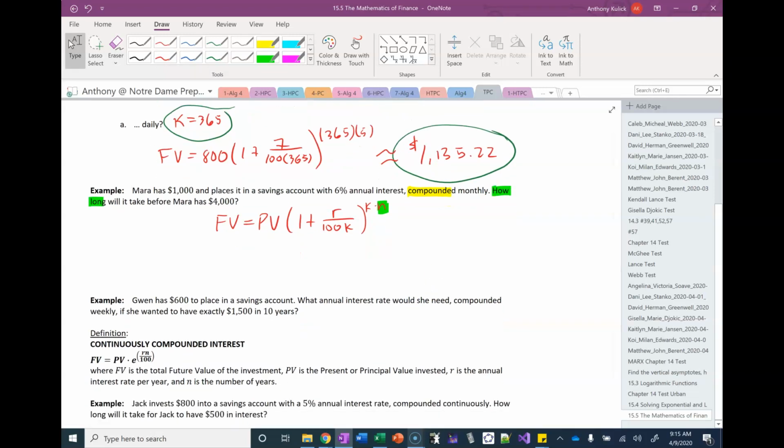So let's fill in then our values. It says we have $1,000, so that's going to be our present value. And we get 6% interest compounded monthly, so K is 12. N is what we're solving for, and we want to know what value of n is going to give us $4,000, so that's our future value.